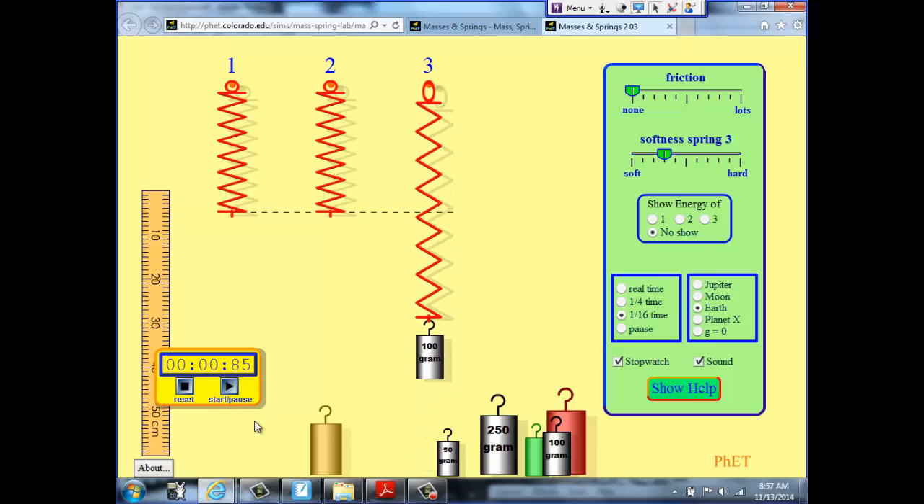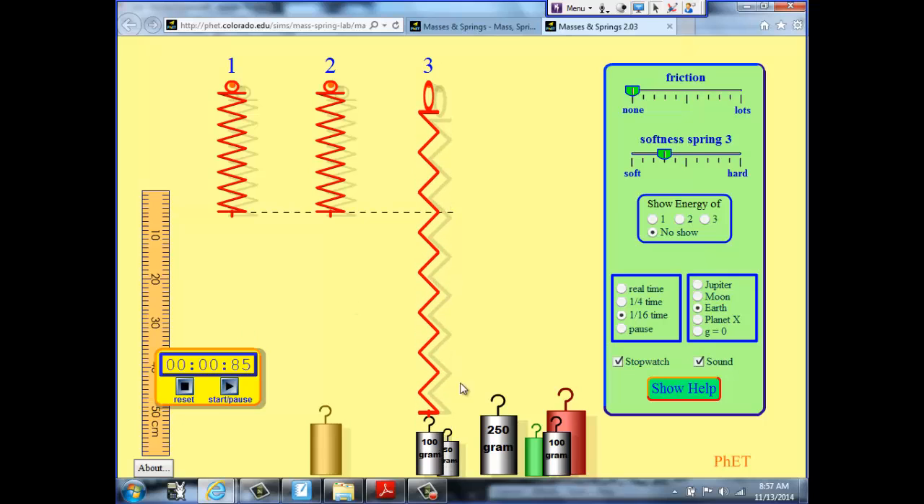Okay, so I got 0.85 of a second, but let me try it one more time just to make sure that I wasn't way off. Ah, I missed it. Shoot. I'll try it from the top down, back up to the top again. Oh, I got the same thing twice. Okay, so go with 0.85 seconds for the period of the 100 gram mass.